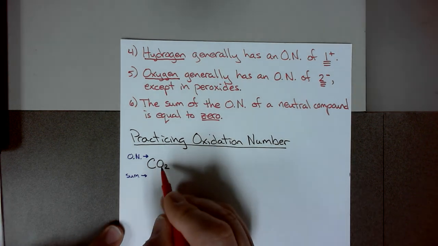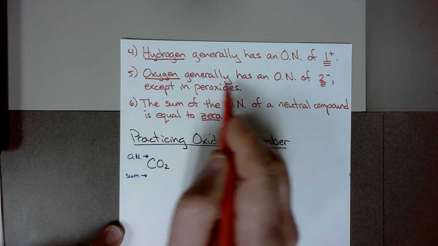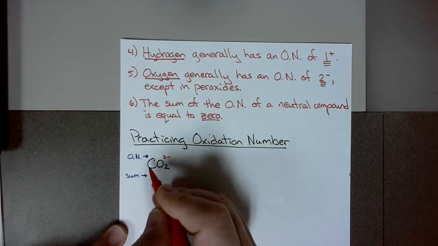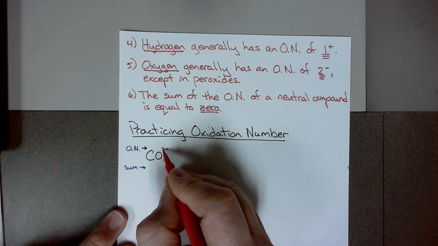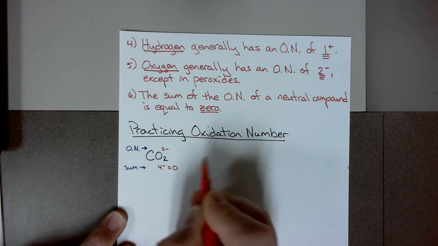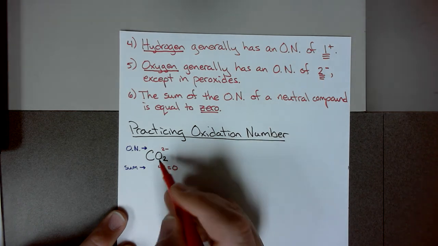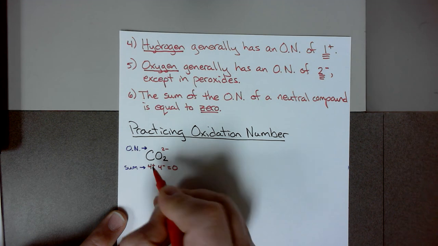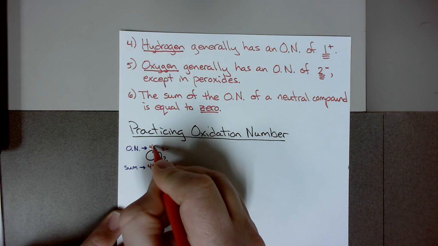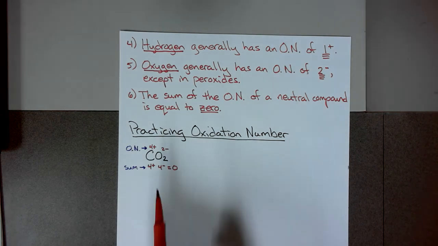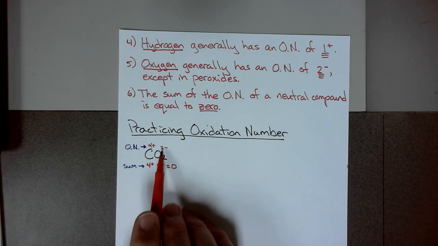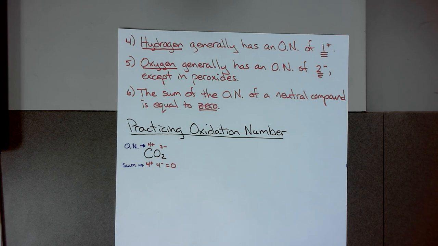We know that oxygen, based on rule 5, is going to have an oxidation number of 2-, so that's a 2-. We have to now determine what carbon is. So we're going to get the sum here. So 2- times 2, that's a 4-. Now this has to come out to be 0 on the bottom. And to have a 0, the carbon has to have a 4+. And since there's only one carbon, that carbon's oxidation number is 4+. So we would say that carbon has an oxidation number of 4+, oxygen has an oxidation number of 2-. Let's look at some more.